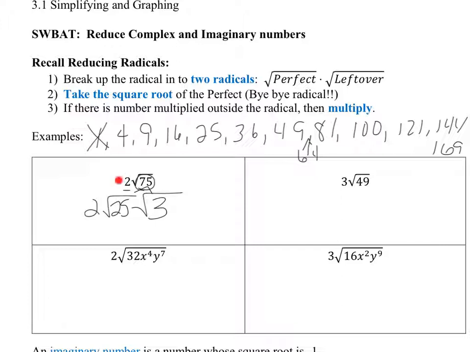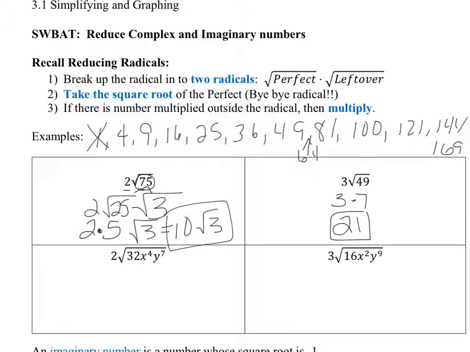And remember, this is one giant multiplication problem. This is multiplying, multiplying, multiplying. So this is 2 times 5, which is the square root of 25, times radical 3. This is always multiplication. Hello, I am multiplying. Okay? So same deal here. 3 times radical 49. Well, if you look at it, radical 49, oh, look at that. It's a perfect square. So what is the square root of 49? Well, it is 7. So 3 times 7 is 21. That's it.